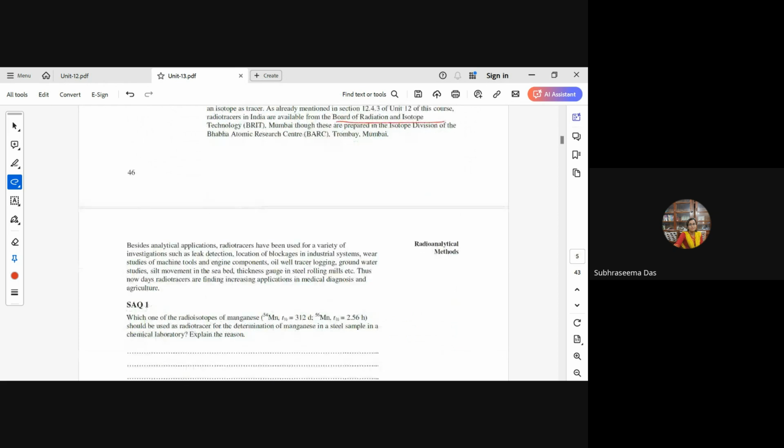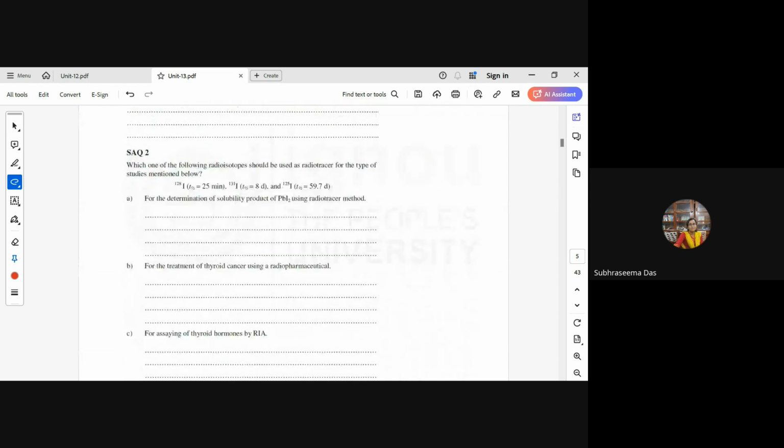Besides analytical applications, radio tracers have been used for a variety of investigations such as leak detection, location of blockages in industrial systems, studies of machine tools and other factors. Radio tracers are also currently used in medical diagnosis and in agriculture.